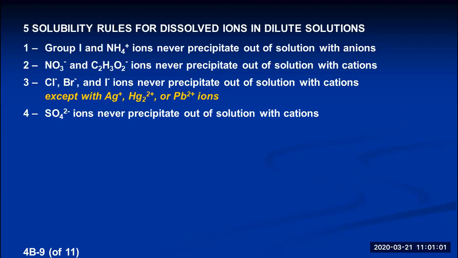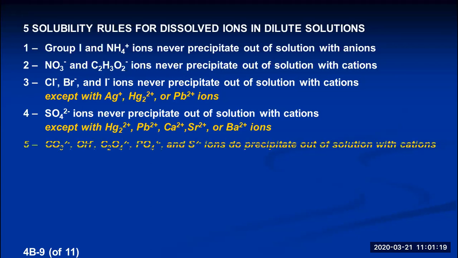There is an exception to this rule you need to know. And that exception is sulfates will precipitate with the mercury 1 ions, with lead 2 ions, and then from the second column on the periodic table, these go right in a row: calcium, strontium, barium. So these two exceptions, whether you're a biology or an engineering major, you're just going to have to memorize.